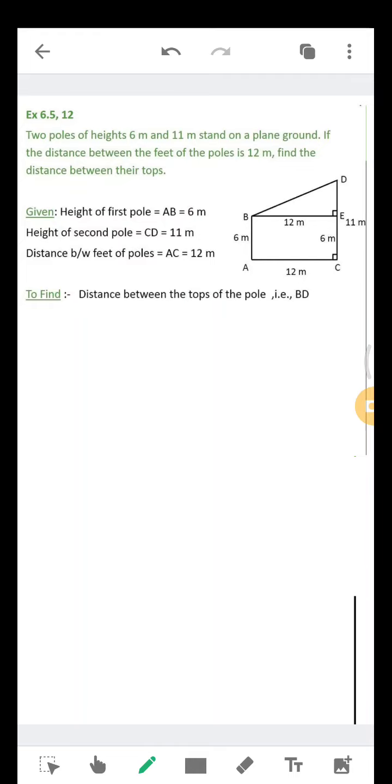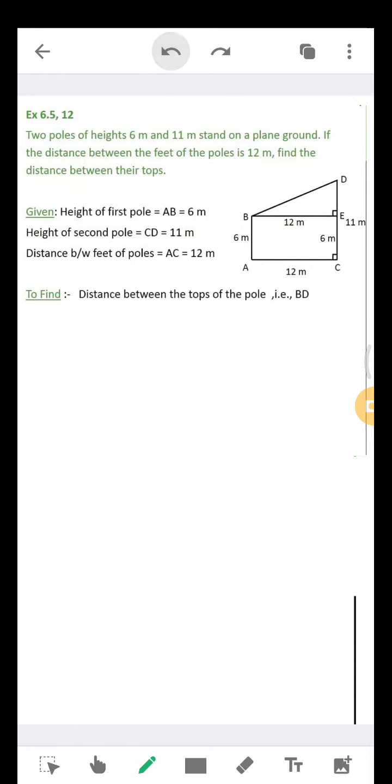In this case, two poles of height 6 meters and 11 meters stand on a plain ground. So it's given that there are two poles. One pole is AB of height 6 meters, another pole is CD of height 11 meters. They stand on the plain ground. This is the ground here. AC is the ground. The distance between the feet of the poles is 12 meters.